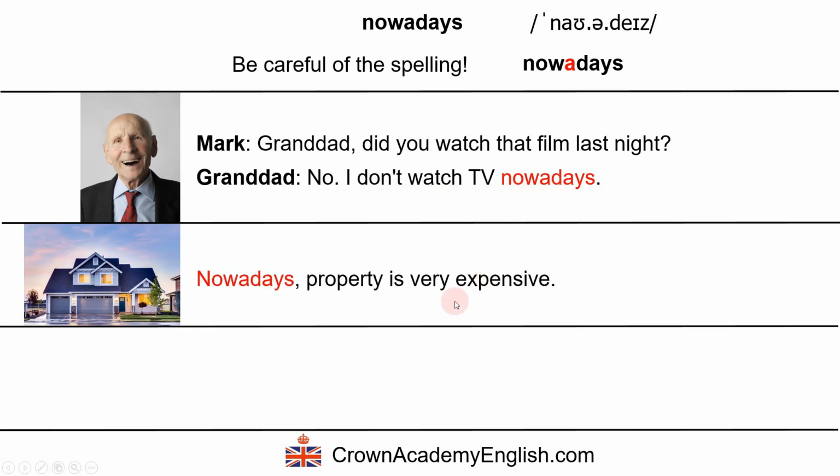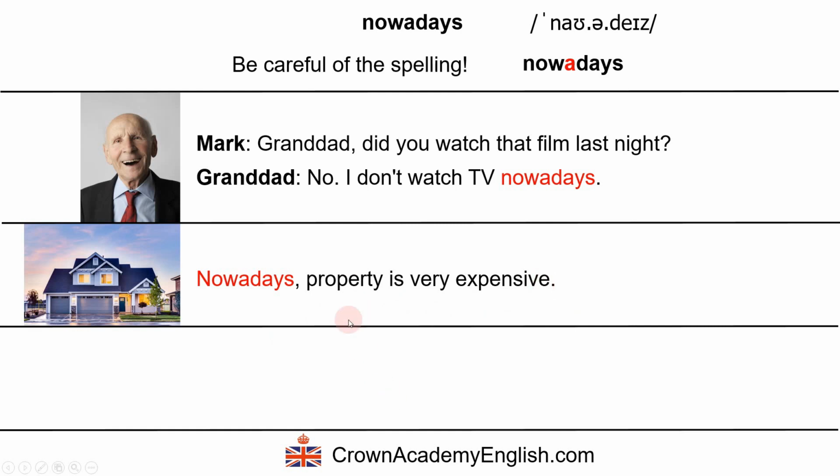Another example, nowadays property is very expensive. So this means now, or in the current situation, currently property is very expensive. So this implies that in the past, property was cheaper. Okay, so property used to be cheap, but nowadays it is very expensive.